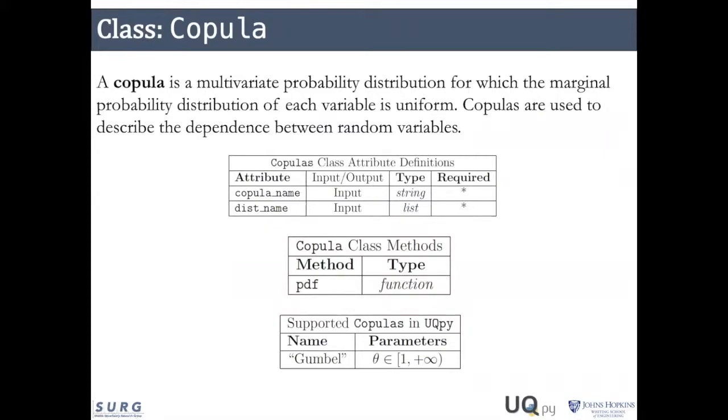So a few words about the copula. Basically, the copula is used in order to describe the dependence between random variables. And it's basically a multivariate probability distribution function that has a uniform probability distribution for each random variable. So in order to define the copula class, the user needs to provide the copula name, which is a string, and the distribution name, which is implicitly provided in the distribution class. Currently, for the copula class, the available option is the Gumbel copula, but as I mentioned previously, in a future release we're going to add more copulas. And currently, we only have the probability density function of the copula.